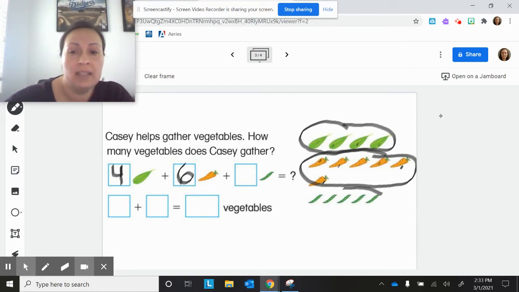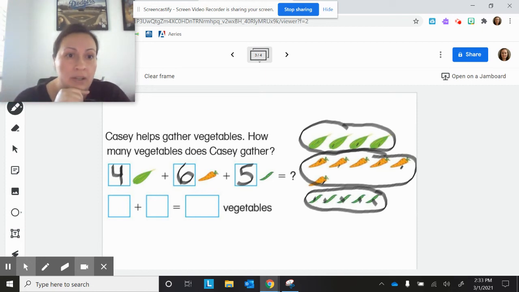And how many peas does she have? Let's count. 1, 2, 3, 4, 5. 5 peas. Now, boys and girls, remember, we have to see if we can make a rainbow of 10.